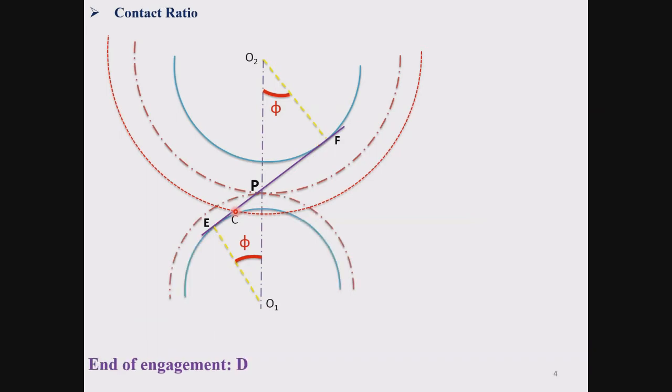Now, engagement ends where the addendum circle of the driving gear intersects the pressure line. So this is the addendum circle of the driving gear, which is intersecting the pressure line at point D. Correct? Where a pair of teeth ends the contact. So C is where the engagement begins and D is where the engagement ends. We have seen that CD is the path of contact.